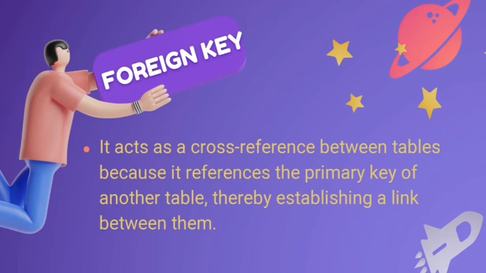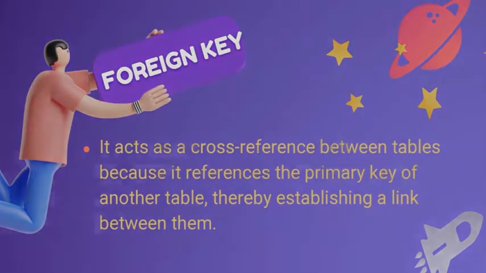Let us take an example. Suppose you have an ID field in table 1 and you also want to have the ID field in another table. Then that ID in table 2 is called the foreign key, and in the first table that ID is called the primary key.